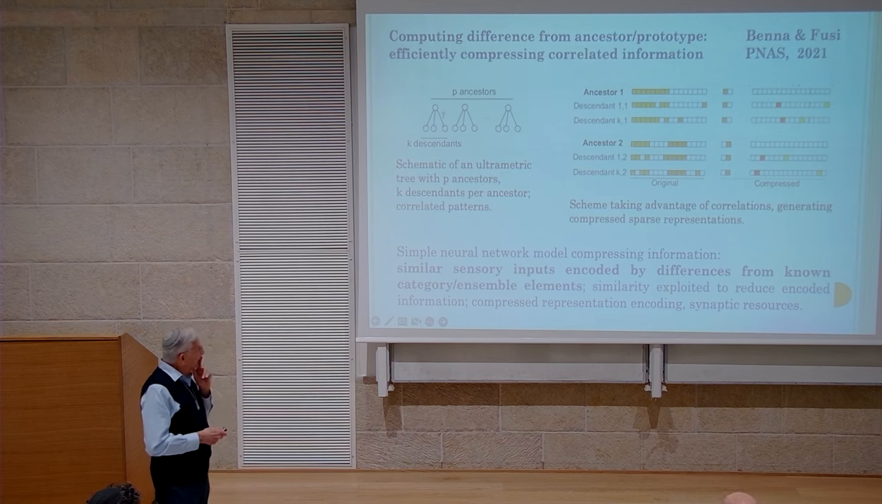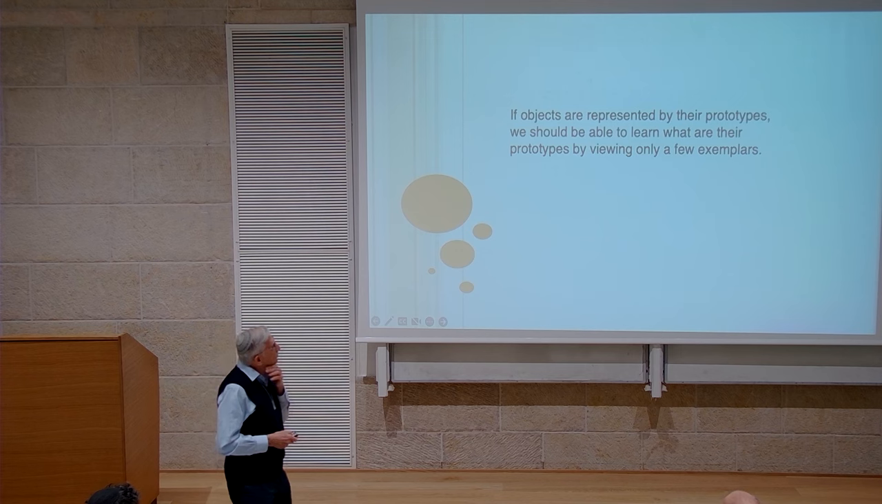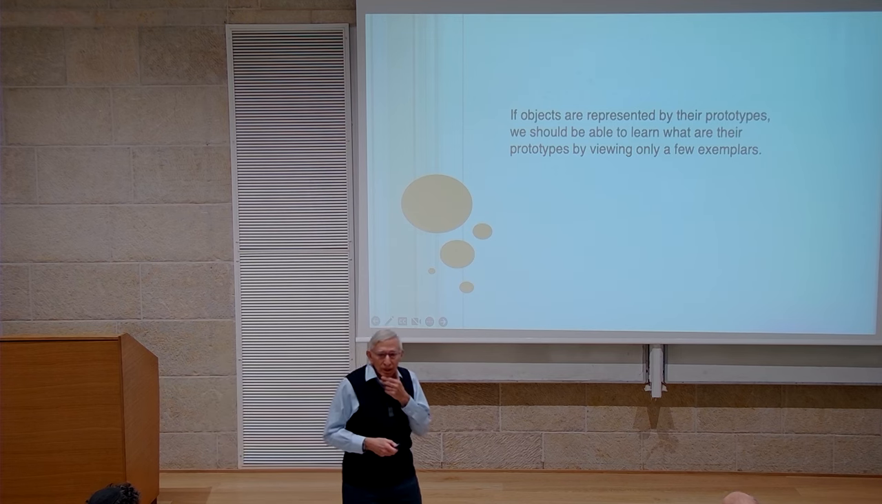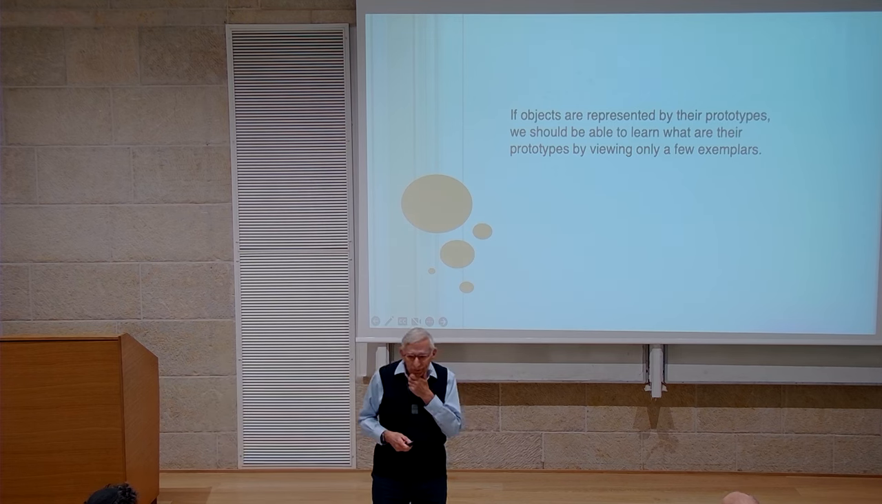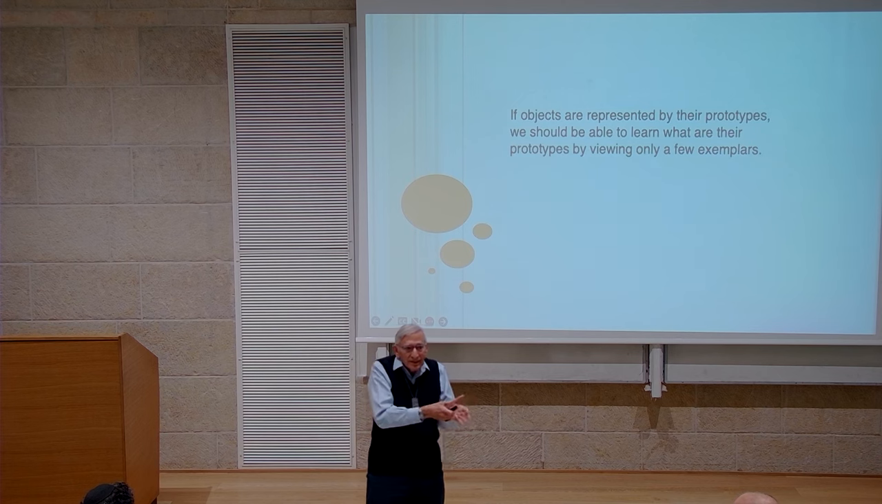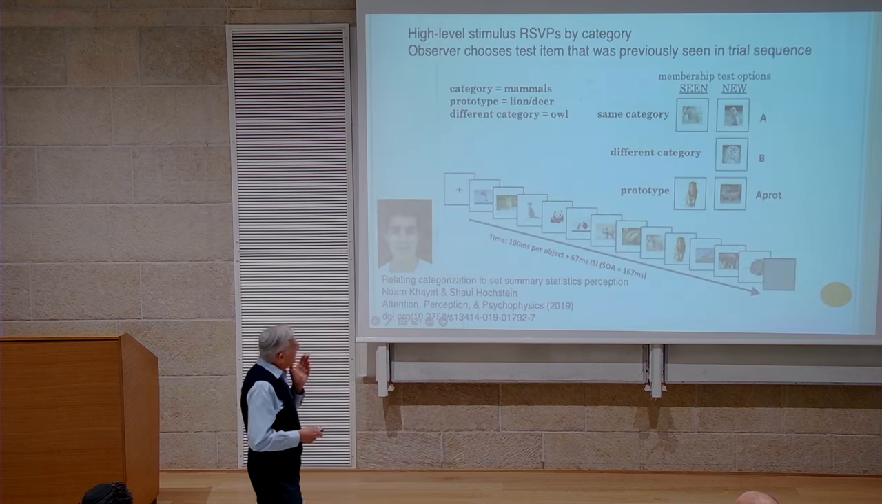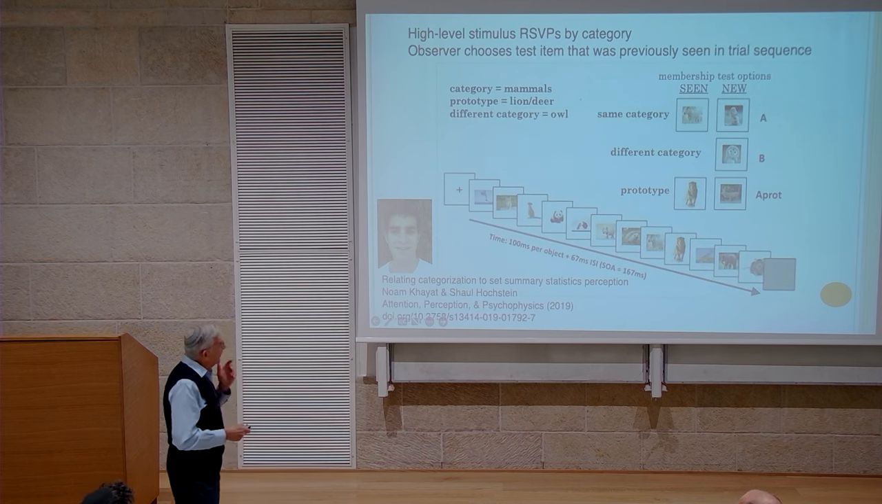Okay? So if that is true, we should be able to learn what the prototypes are just by looking at the exemplars. So that's what we're going to do. We're going to show a bunch of exemplars, and we're going to see if subjects therefore know the prototype. Okay. So this is the subject experiment which Noam Chayat did.